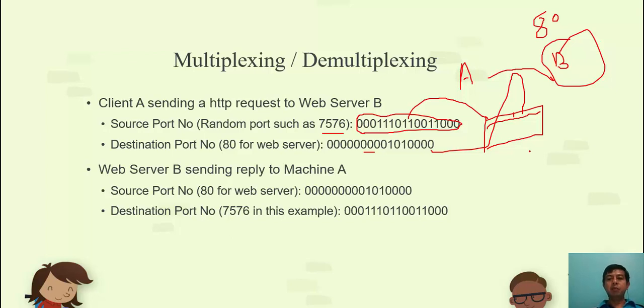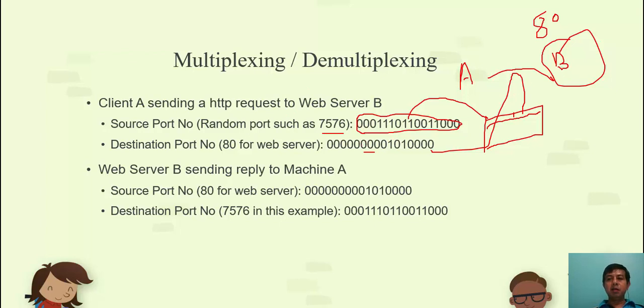So if 50 packets are going from A to B, all these 50 packets will have this source port number and all these 50 packets will have this destination port number. Now whenever a reply is coming from B to A, because A is sending a request to B, B will obviously reply. Because it's a web server, it will send some web pages, and for all the packets coming from B to A, this will be reversed.